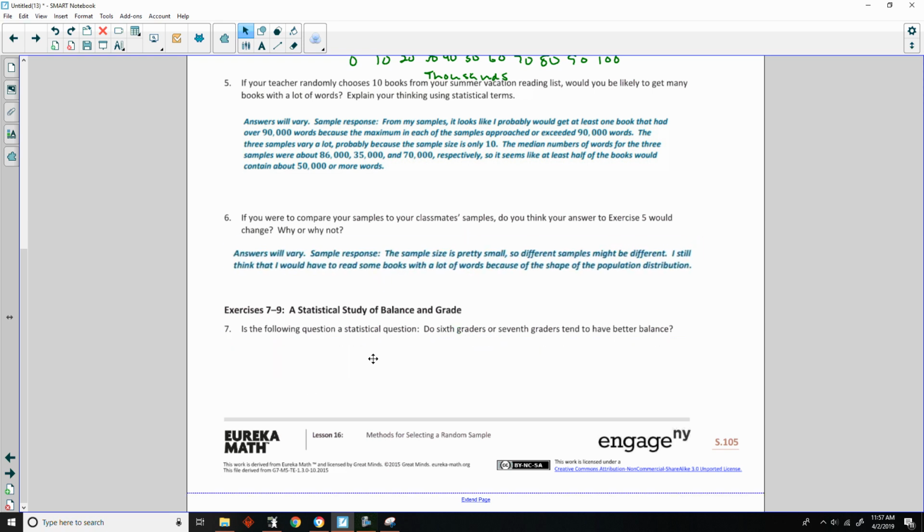And now number 7. Is the following question a statistical question? Do 6th graders or 7th graders tend to have better balance? And yes, of course, this is a statistical question because the data collected would vary between 6th and 7th graders.